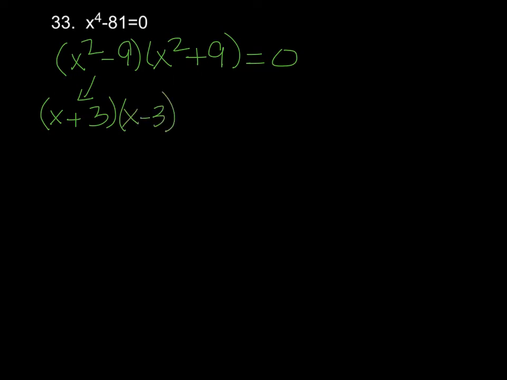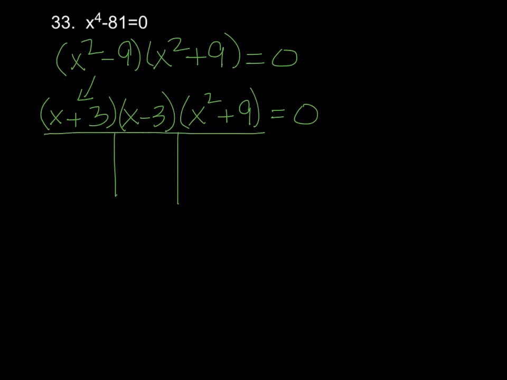Now, x squared plus 9 is not the difference of two perfect squares. It's the sum of two perfect squares. So we are just going to bring that down because that's not factorable. All right, then from here, we're going to take each term. We're going to do our little t-chart, and we're going to set them equal to 0.